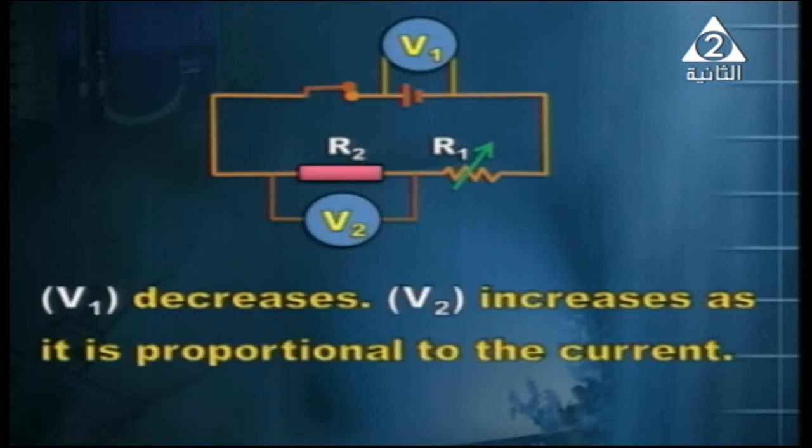So V1 decreases. And what about V2? V2 is obtained by the product of I multiplied by R2. R2 is constant, so it depends on current. What happened to the current? So V2 increases because the current is increased. V2 is proportional to the current.